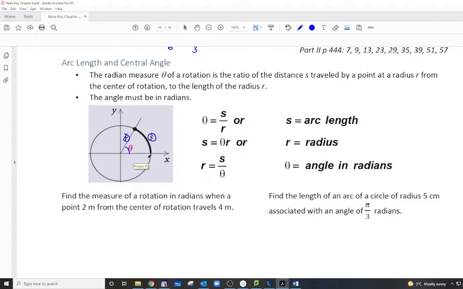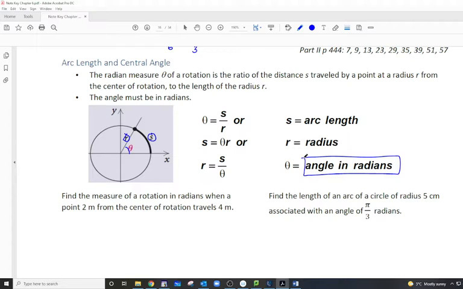Now, the nice thing is that if you do this all in radians, you can use a really simple formula that relates arc length to radius to angle. And that is this: theta equals S over R. So the angle equals the arc length divided by the radius. Or if you're finding arc length, arc length equals angle times radius. Or if you're finding radius, you can do arc length divided by angle. But your angle has to be in radians.